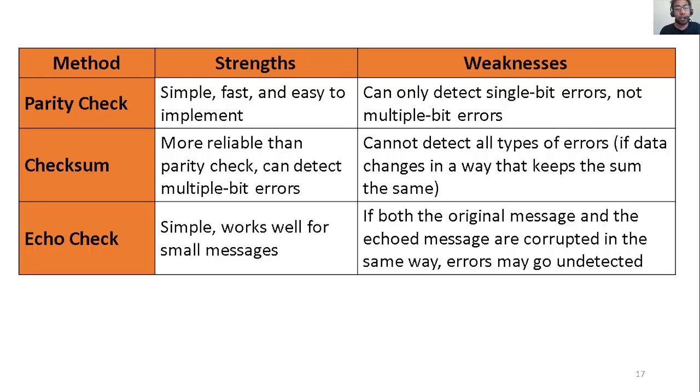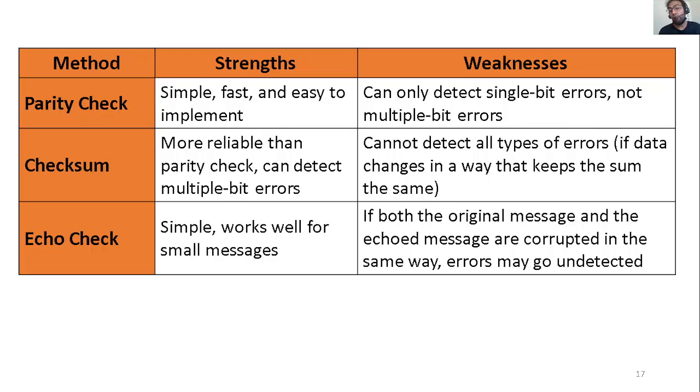Next is checksum. Checksum is more reliable and it can detect multiple bit errors as well. But it cannot detect all types of errors. If data changes in a way that keeps the sum the same, then obviously it won't be able to detect the error. And echo check is simple and works well for small messages.